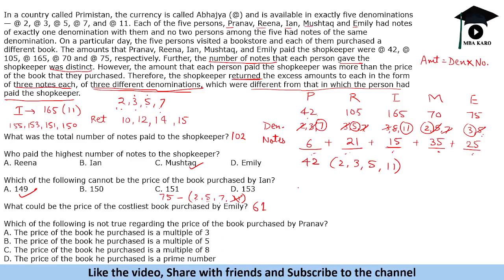If we take 2, 3, 5, so it could be 42 minus 10, that could be 32. If we take 2, 3, 11, that is 16, so 42 minus 16 is 26. Then we can have 2, 5, 11, that is 18, and another could be 42 minus 11, 5 and 3, so 19, 24, and this could be 23. Which of the following is not true out of these?